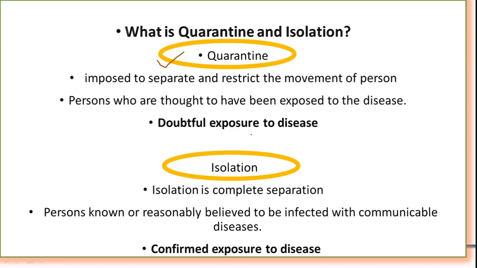Now what is isolation? Isolation is complete separation. Okay, so a passenger is coming from some other state. Now that particular passenger has symptoms of COVID, or you believe that he has been infected with a communicable disease, you have sure shot evidence, then it is complete separation. So you have been diagnosed as COVID, you will be put in a ward called the isolation ward. It is called isolation ward, everyone knows that. So here you use the term isolation. So in short, it is confirmed exposure to the disease. Okay, so quarantine is doubtful exposure to the disease and isolation is confirmed exposure to the disease.